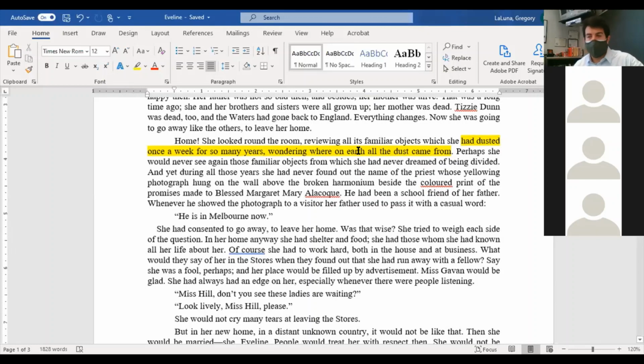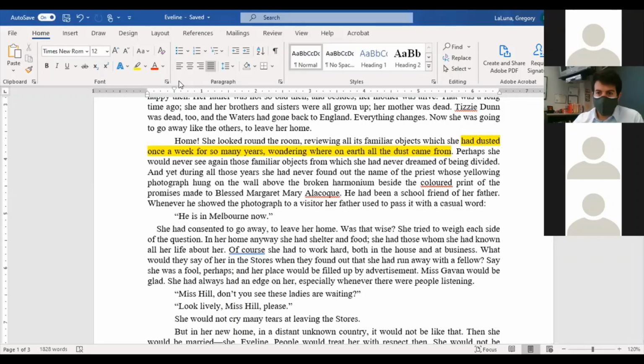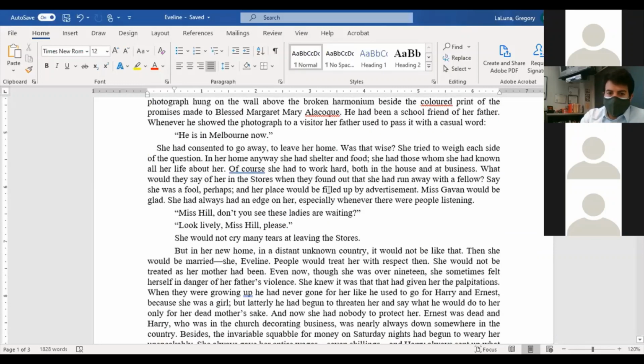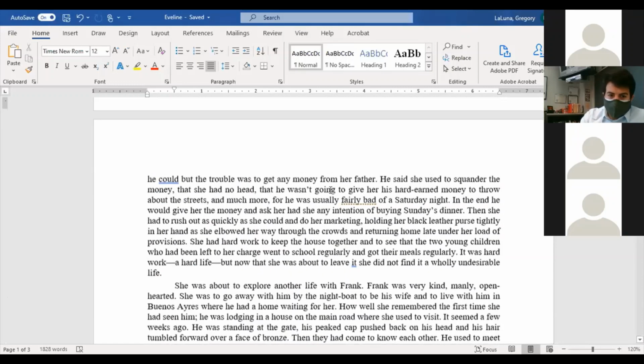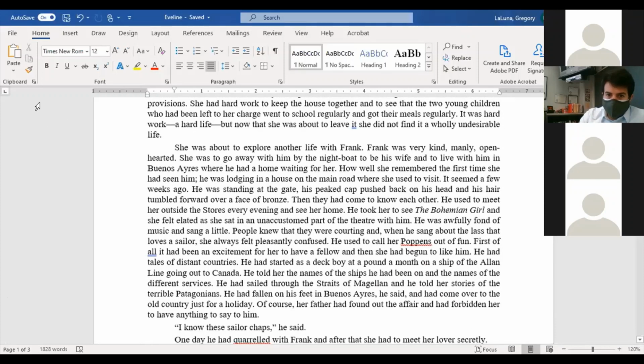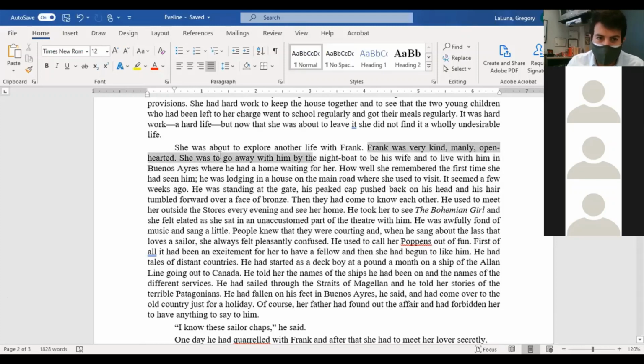So tell me about Frank. What's the deal with him? Emmett, tell me about Frank. Eveline meets Frank in town, and Frank is a sailor who came to Eveline's hometown to just visit and vacation, and he plans to go back to Buenos Aires. Great, yeah. So Frank is a strapping sailor. He's kind, manly, open-hearted. They quickly fall in love.